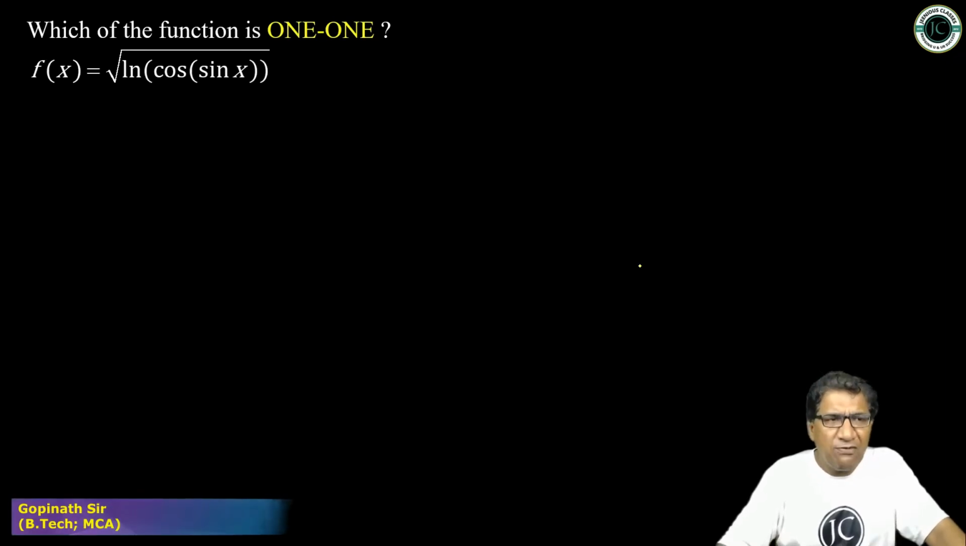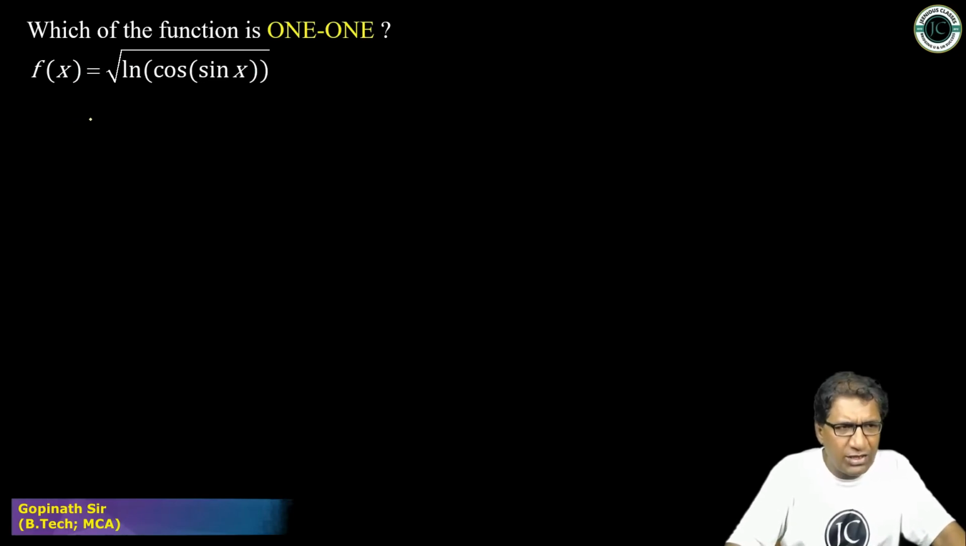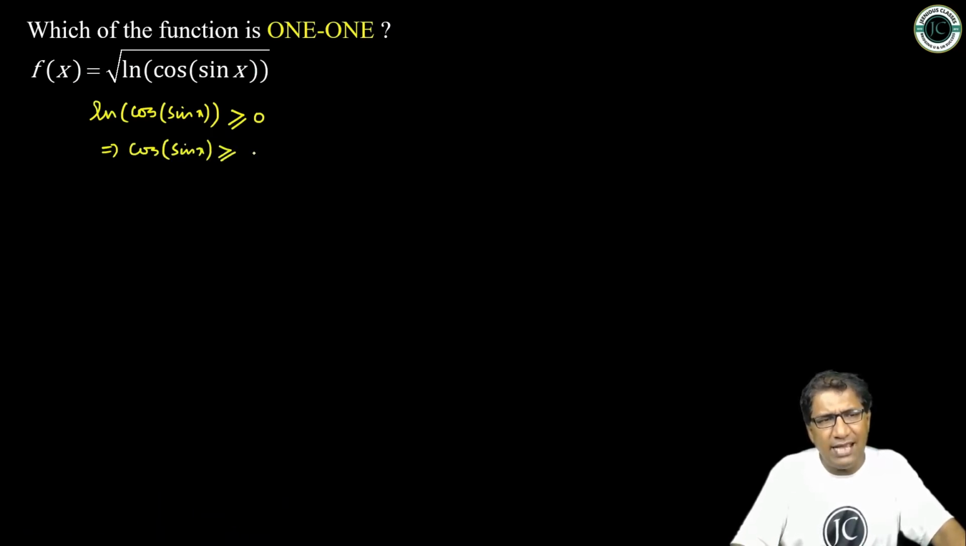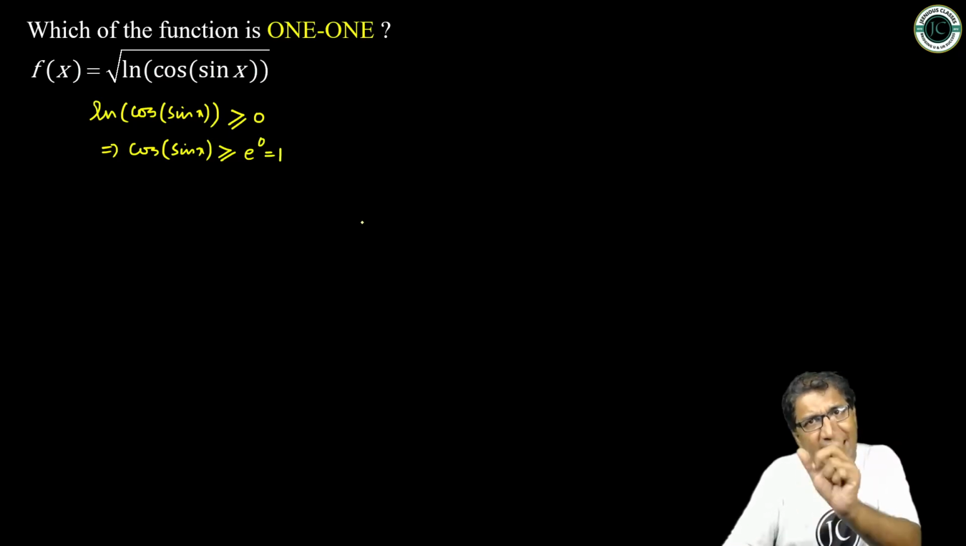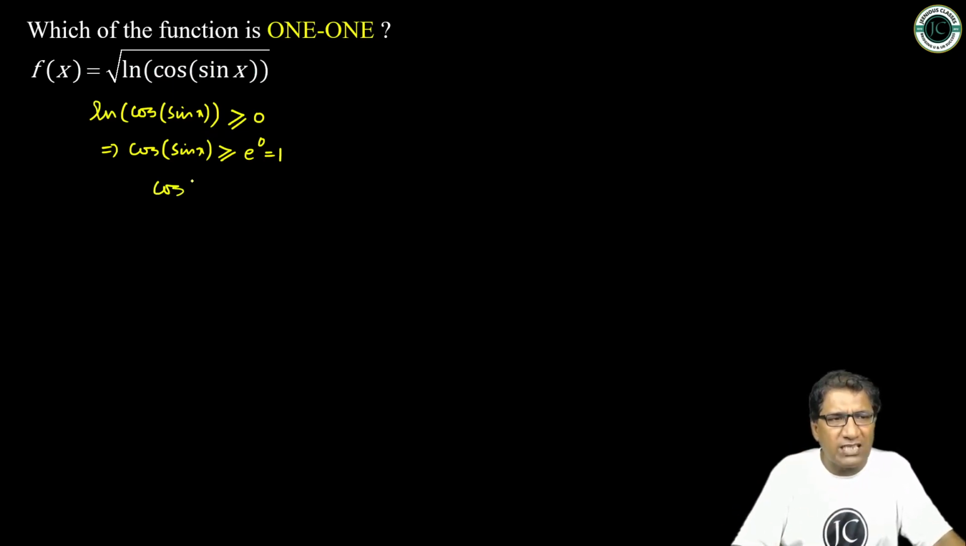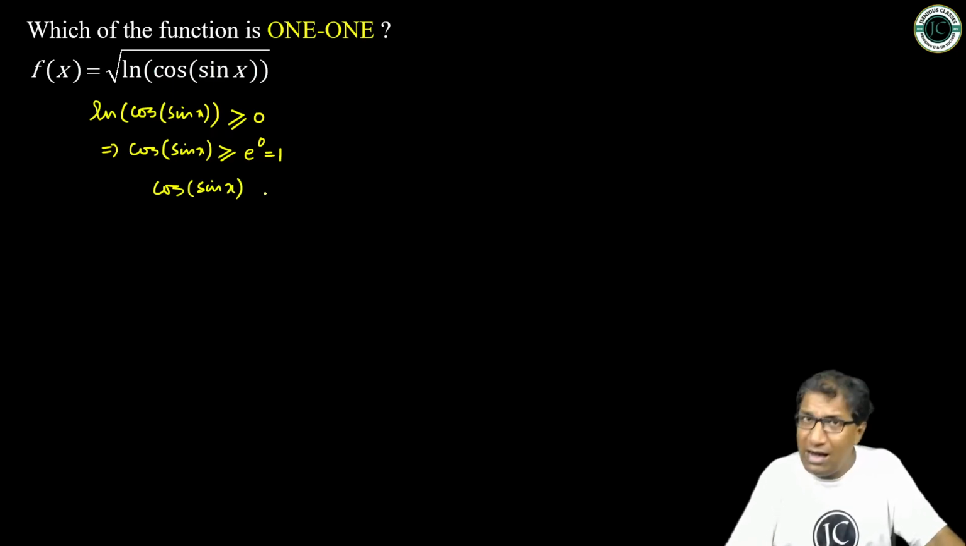See this one? f(x) is root over ln cos of sin x. Now to define the function ln cos of sin x, it has to be greater than or equal to 0. It means cos of sin x is greater than or equal to e to the power 0, which is equal to 1. But children, cos theta is never more than 1. So from this equation we can say the only possible value is cos of sin x equals 1, right?